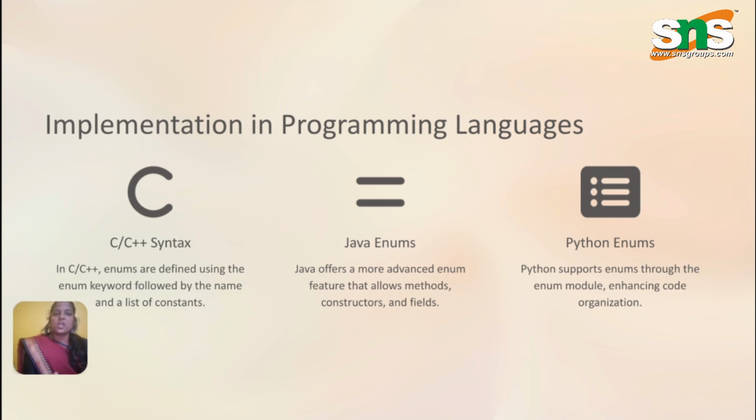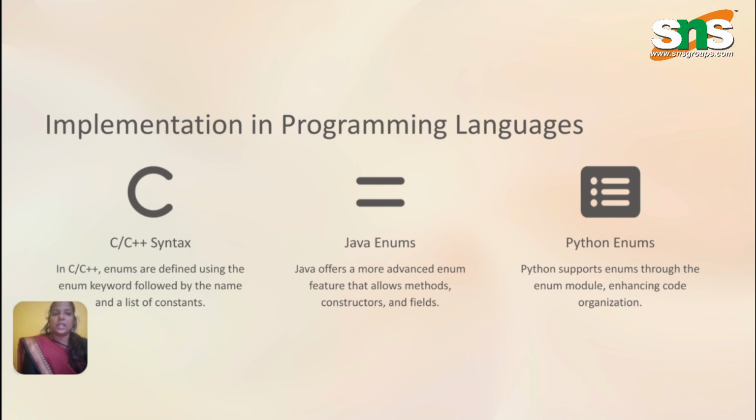In Java, enums offer more advanced features that allow methods, constructors and fields. So in Java we use the public keyword and the enum keyword: public enum TrafficLight { RED, YELLOW, GREEN }. Java enums can even have methods, fields and constructors. They behave almost like classes.